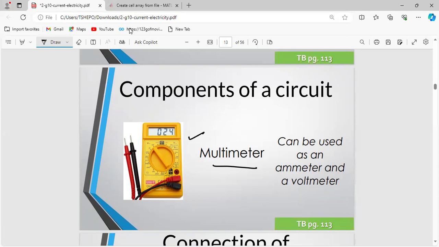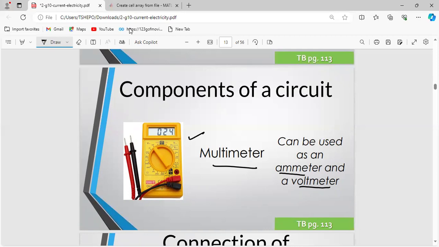So this is what we call the multimeter. What a multimeter does is you can use it to measure the current. It can be a voltmeter, it can be an ammeter. You understand? Multi means many, right? Multiple. So you can have a voltmeter and you can have an ammeter. Meaning a multimeter can measure current and also voltage.